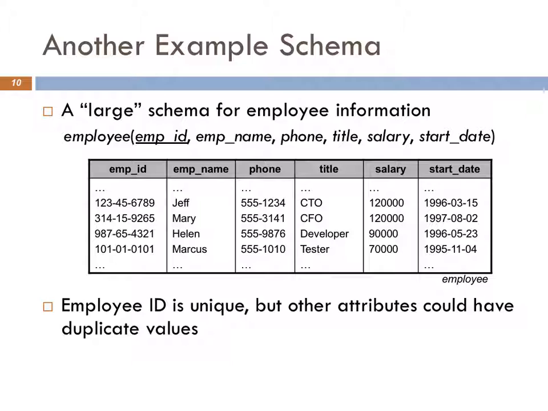Like I say on the slide, the employee ID is unique. Everything else could be duplicates. Like we could have multiple Helens, we could have multiple Jeffs. Probably won't have multiple CTOs, although at a large company you certainly would imagine that you run into that situation. Certainly you're going to have multiple developers. Salary could be duplicated and so forth.